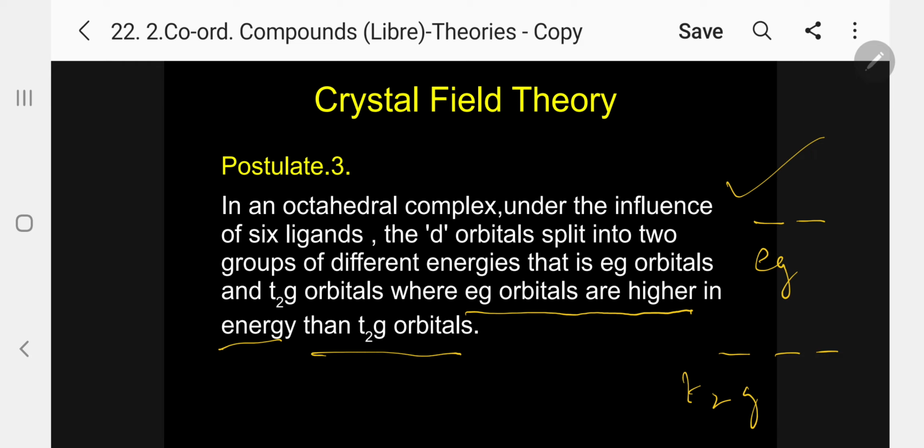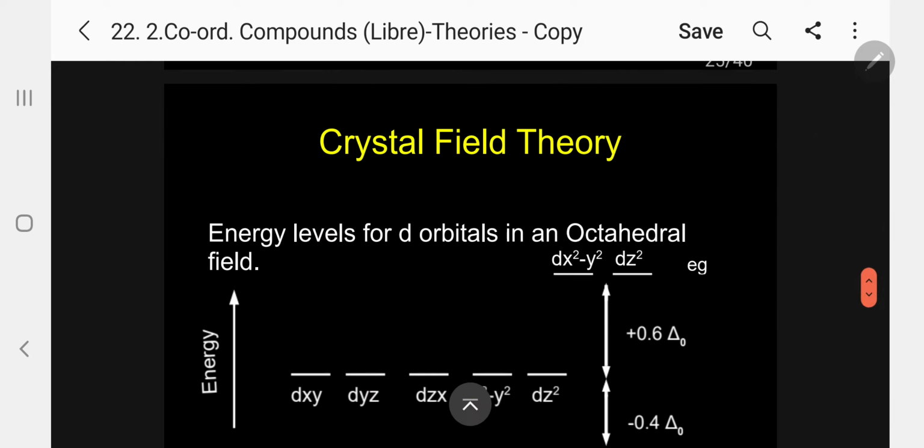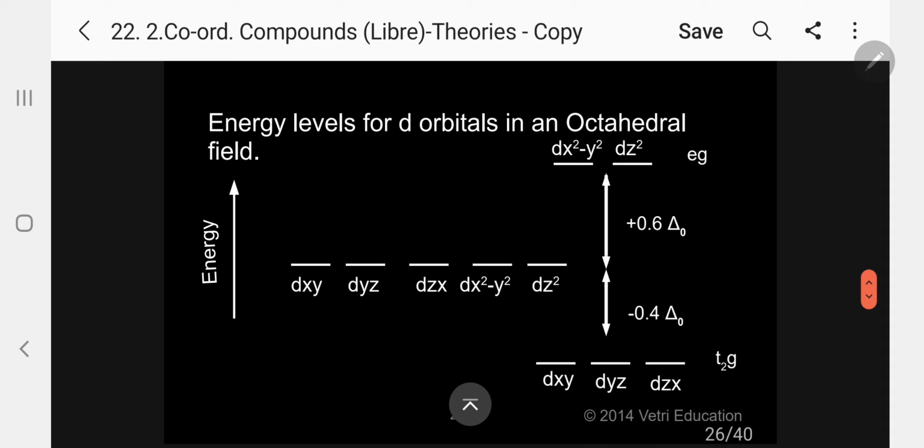In an octahedral complex, under the influence of 6 ligands, the d orbitals split into 2 groups of different energy. That is, d x square minus y square and d z squared orbitals, the EG orbitals, and the T2G orbitals dxy, dyz, dzx, where EG orbitals are higher in energy than T2G orbitals. Kindly follow. Now you see the diagram, you have a very clear idea. This is the energy level for d orbitals in an octahedral complex under the influence of the ligand. So in the absence of ligand, they are degenerate, but in the presence of ligand, they split into 2 groups.